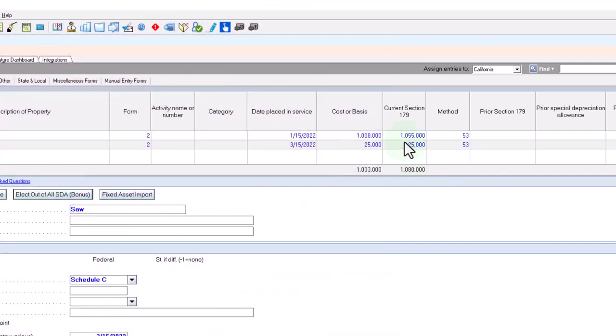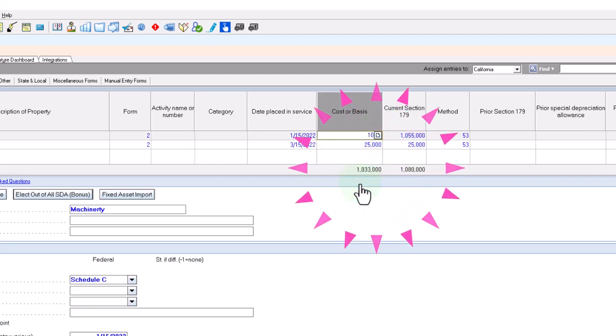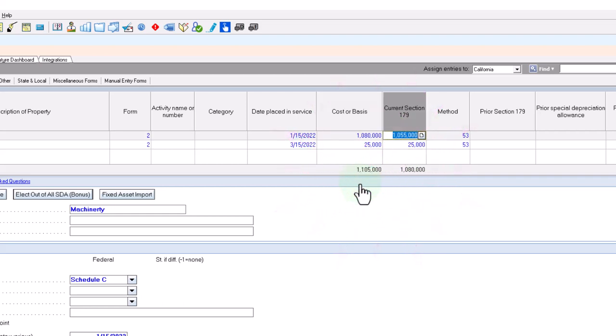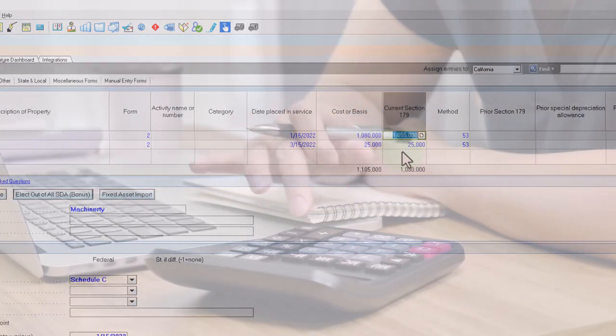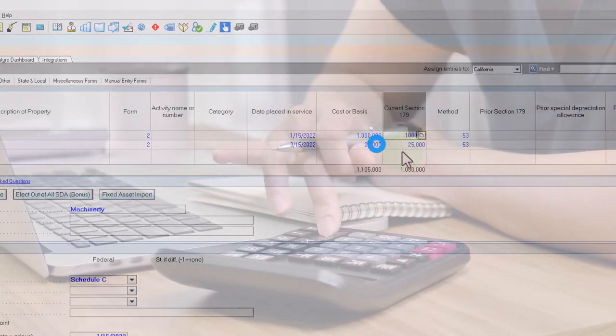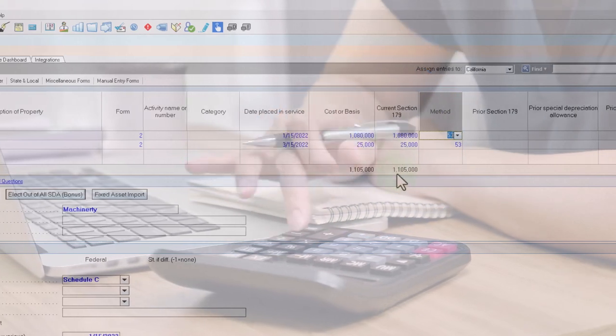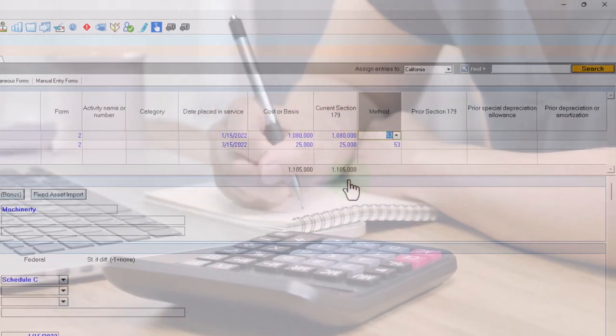That's the cap. So notice what I could try to do is I might say, hey, look, I'm going to try it. Let's do this again. This should be 1,080,000. That's what it should be. I'm going to try to take the whole thing, right? What if I did 1,080,000 and 25,000? I'm over the cap. It won't let me deduct all of that.